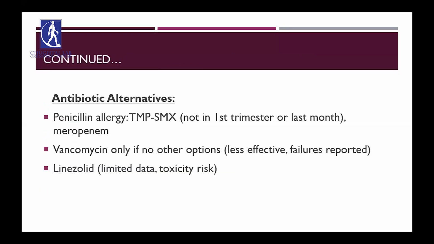So these are the alternate antibiotics for listeria. For patients with penicillin allergy, we go for trimethoprim sulfamethoxazole, but it should be avoided in first trimester or last month. Meropenem is also an option. Vancomycin only if no other option is available, and linezolid has limited data or toxicity risk.